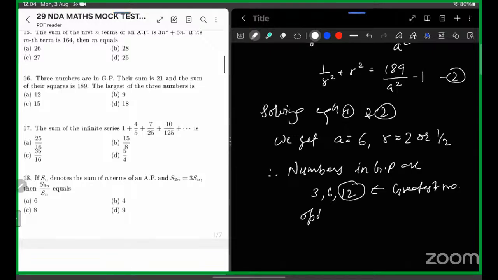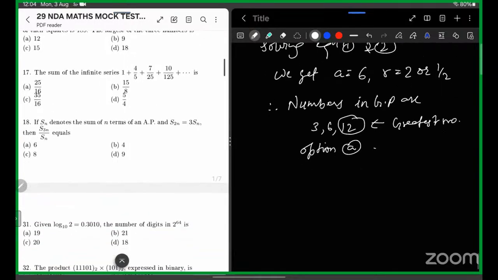Option A is our correct answer. Sum of the infinite series, question number 17. Infinite series. For that, you need to find out the common ratio.